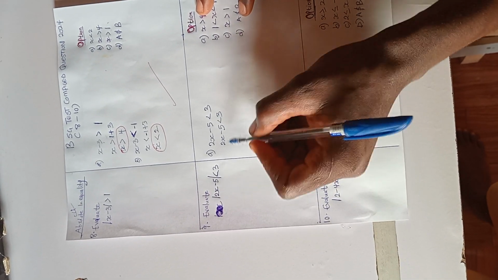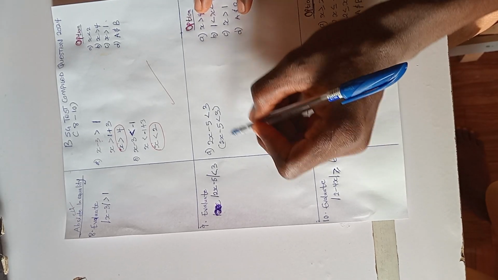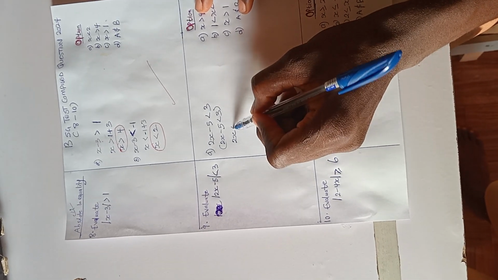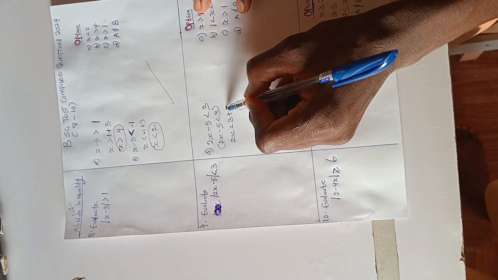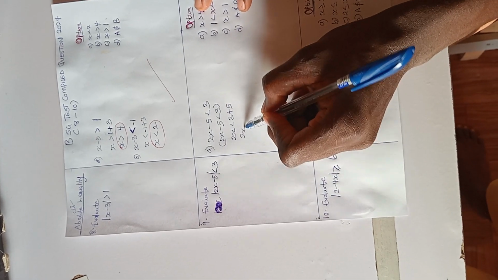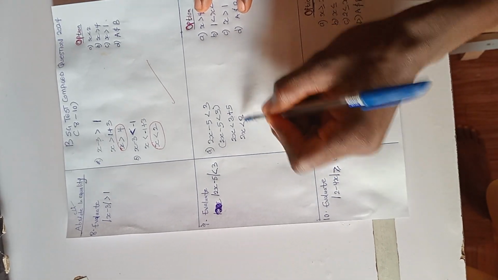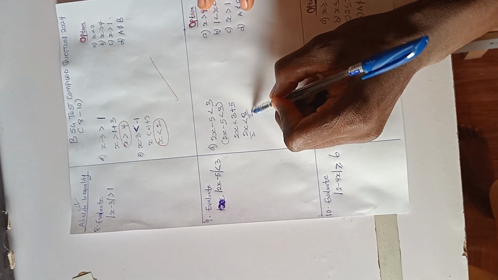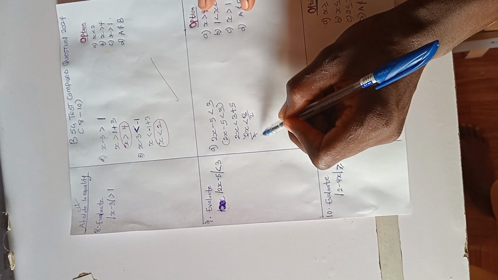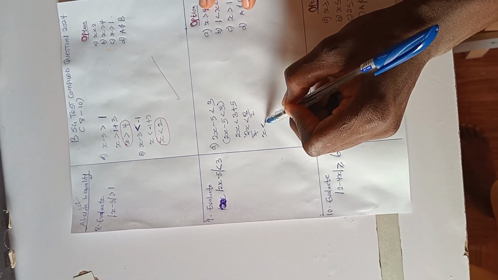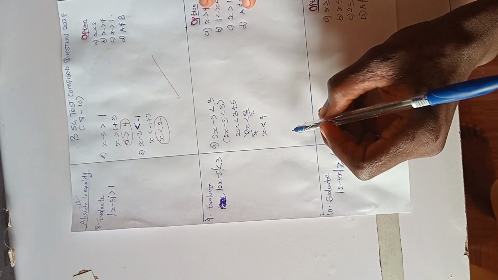When you collect like terms, you are going to carry this minus 5 to the other side, and that will be 2x less than 3 plus 5, which is 8. By the time you divide both sides by 2, 2 will cancel 2, then x will give you x is less than 4, because 8 over 2 is 4.